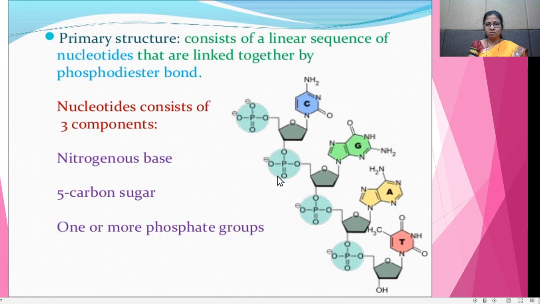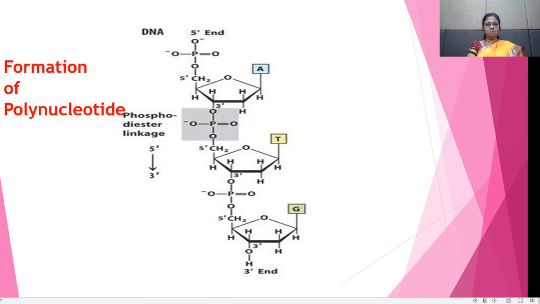Therefore, this linkage is called phosphodiester bonds. We know that here the two nucleotides are linked together by a phosphodiester bond. Now see the formation of polynucleotides. We know these nucleotides are linked with each other by this phosphodiester group. See here, the linkage takes place.